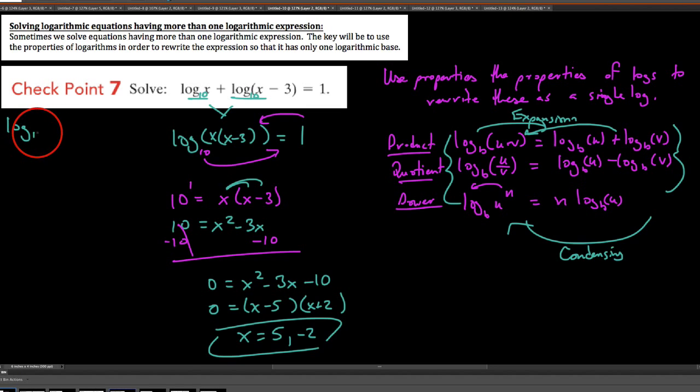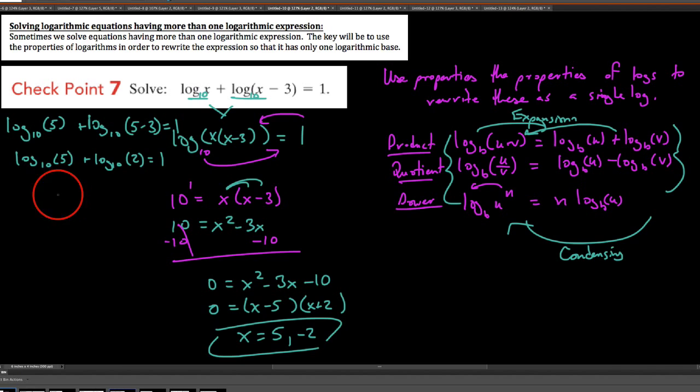Let's try 5. We have log base 10 of 5 plus log base 10 of 5 minus 3 equals 1. So I get really log base 10 of 5 plus log base 10 of 2 is 1. Okay. So in this particular case, if we were to rewrite this now as a single log, just to show you this works here, we get log base 10 of 5 times 2, which is really log base 10 of 10. And of course, anything to the first power equals itself. So the 5 works.